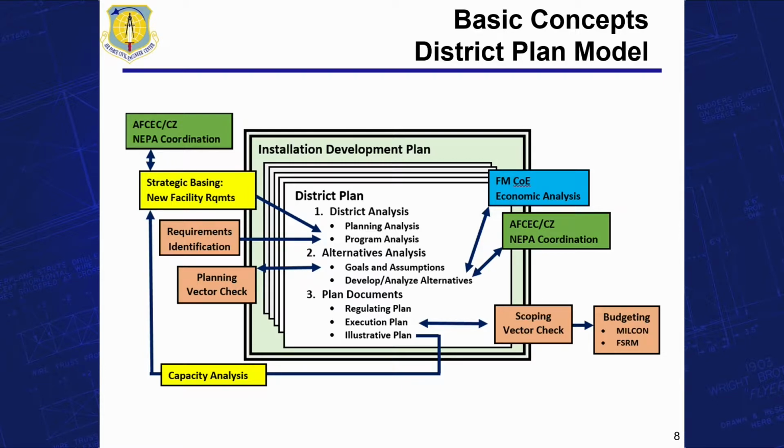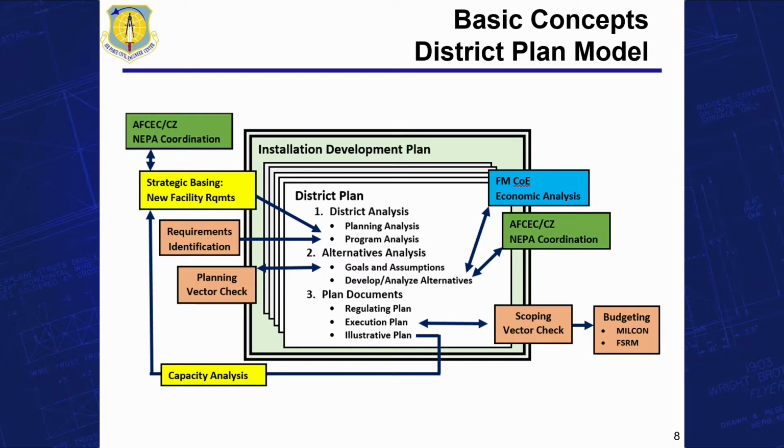This is illustrated by the large green box labeled Installation Development Plan and multiple white boxes labeled District Plan. The model introduces you to 3 phases within the district plan process: district analysis, alternatives analysis, and plan documentation. We will discuss each phase in detail over the next 17 slides. But first, let's turn our attention to the boxes surrounding the district plan. These represent the inputs and outputs of the planning process.